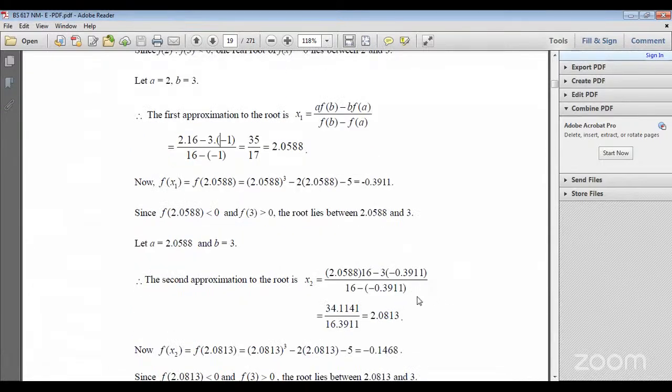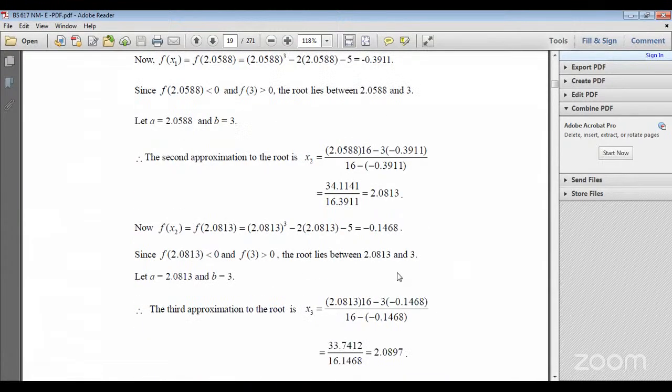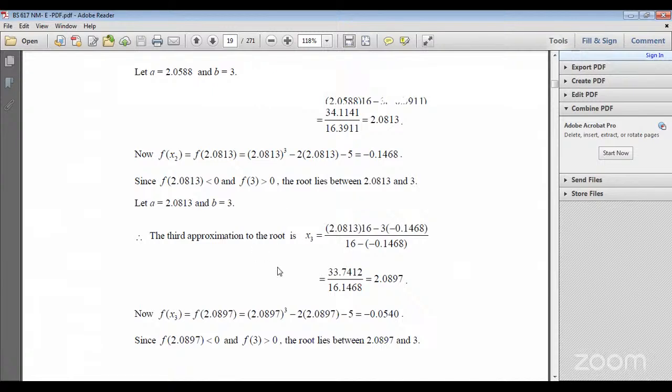16 minus they are applying here, 34.1141 plus 16.3911. So this is 2.0813. Then f of x2, f of 2.0813: 2.0813 whole cube minus 2 into 2.0813 minus 5. So therefore, the third approximation of the root x3 is equal to 2.0813 into 16.